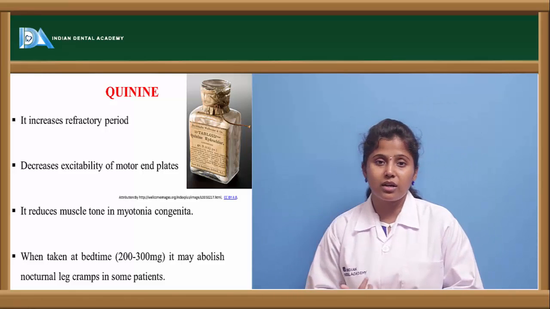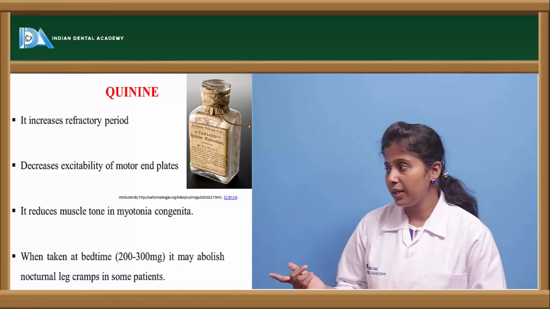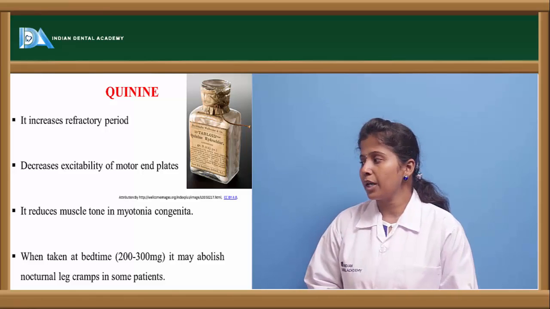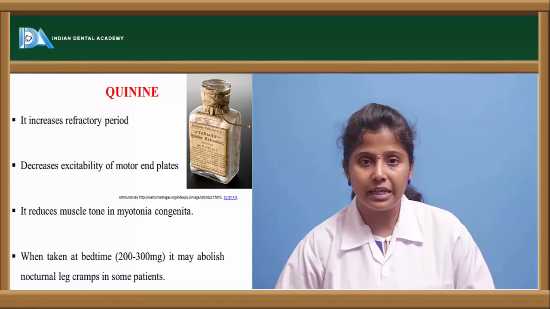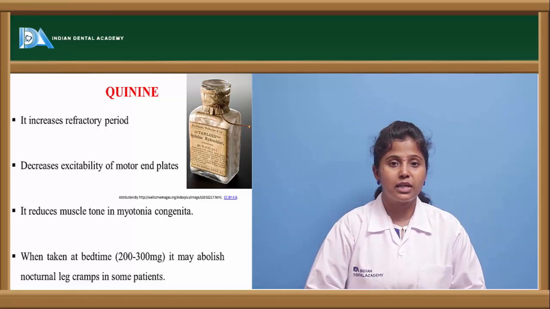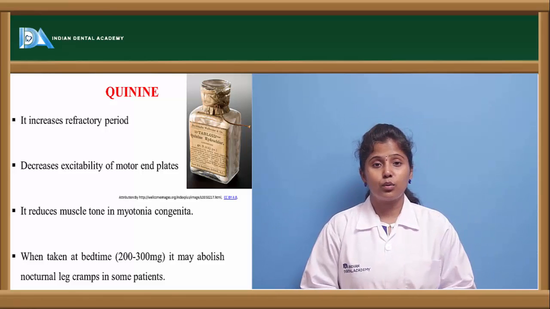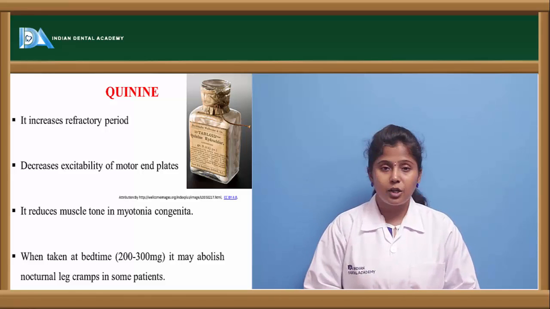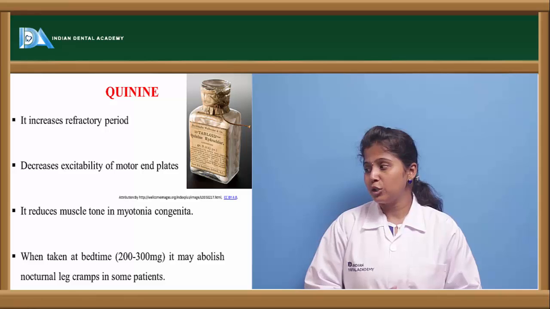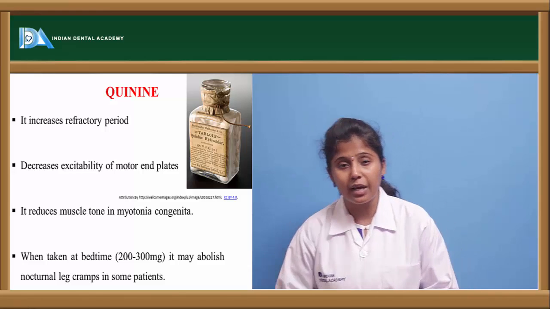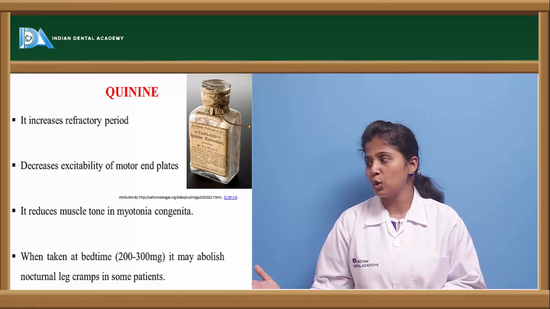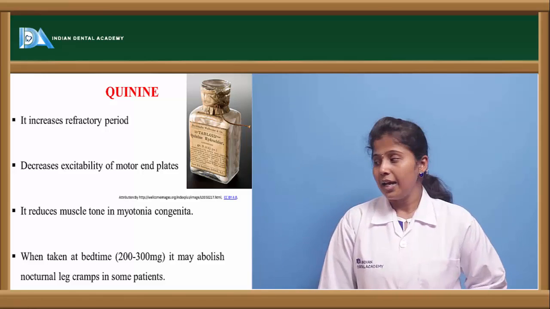stimulation of the motor nerve endings can be decreased by quinine, and it reduces the muscular tone in myotonia congenita. So this is a disorder which is related to the over contraction of the muscles. So that can be reduced by this drug, and it should be taken during bedtime in the dose of about 200 to 300 mg.